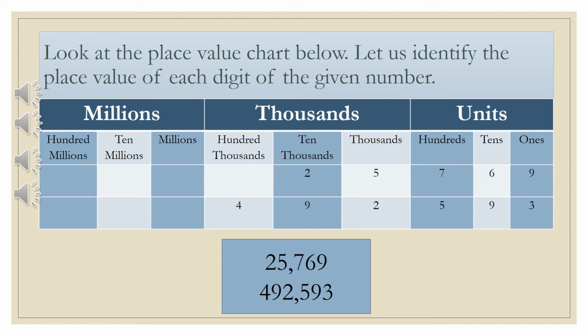So the number that belongs in the ones place is the number 3, followed by the tens place, which is the number 9, and the next place is the hundreds, which is the number 5. And now we are done with the unit period. Let us move on with the thousands period.